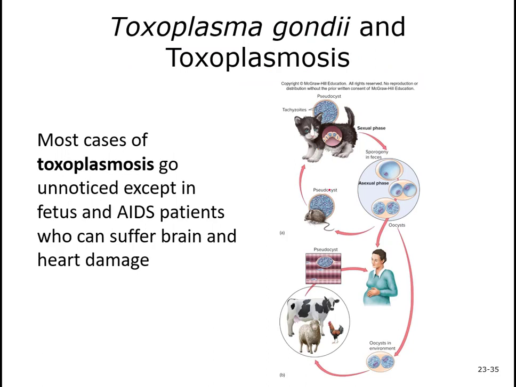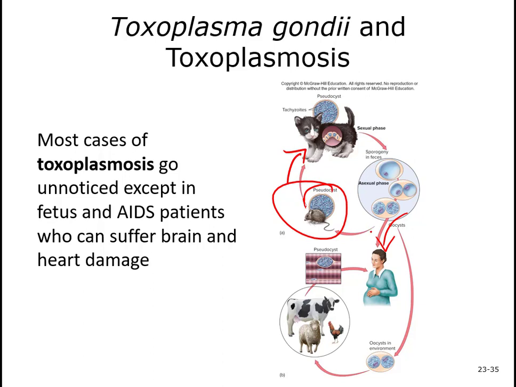This picture is just showing what I told you: the cysts can be found in rodents and in the environment. Cats pick it up when they ingest them, and now the cat's the carrier of the Toxoplasma gondii. And then you ingest the cyst, and that's how humans can become infected.